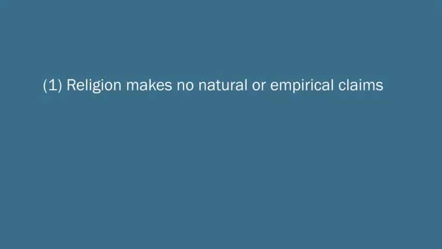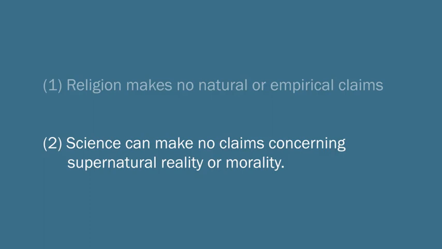So what should we think about Gould's claim that science and religion are in principle not able to conflict, non-overlapping? Well, for Gould's position to be tenable, two claims would have to be true. The first is that religion makes no natural or empirical claims. Because remember, for Gould, the idea is that religion talks about ultimate meaning and moral value, not matters of fact and theory. The second claim is that science can make no claims concerning supernatural reality or morality, because again, science is just supposed to tell us what the natural world contains and how those things work.